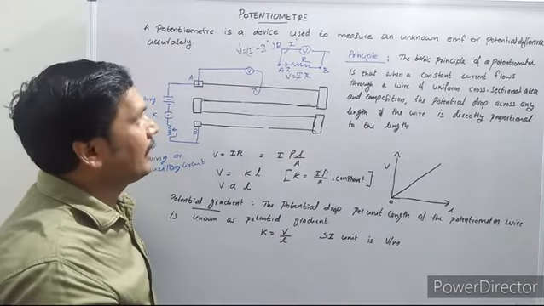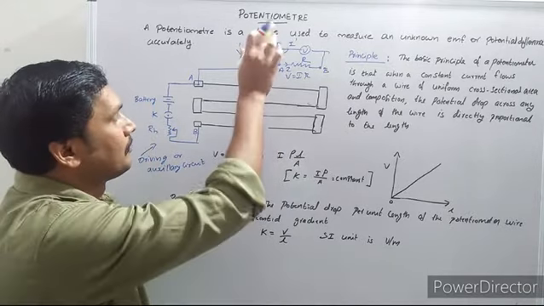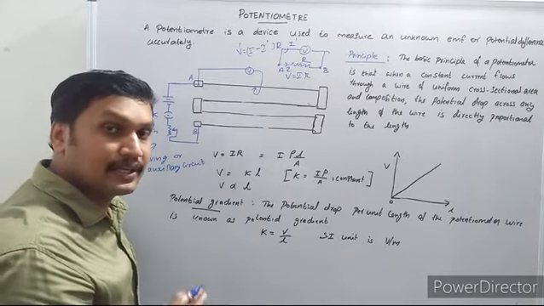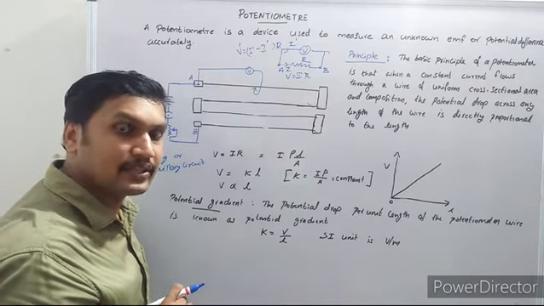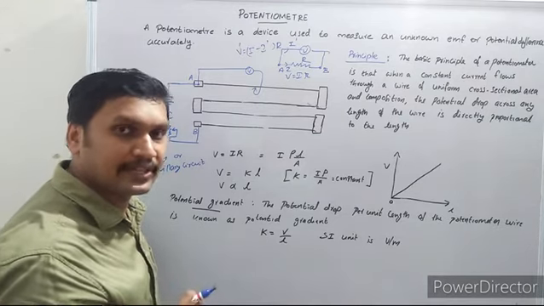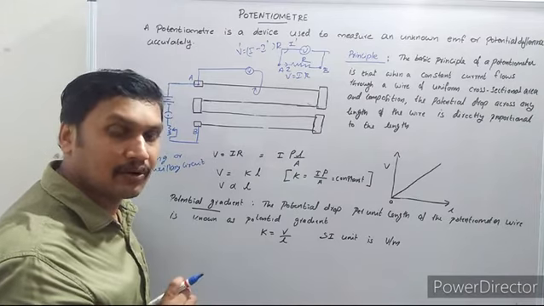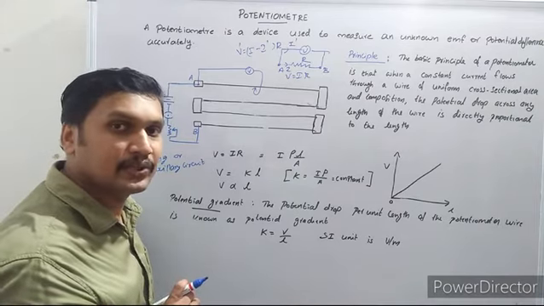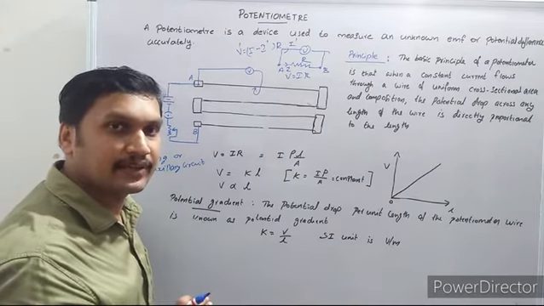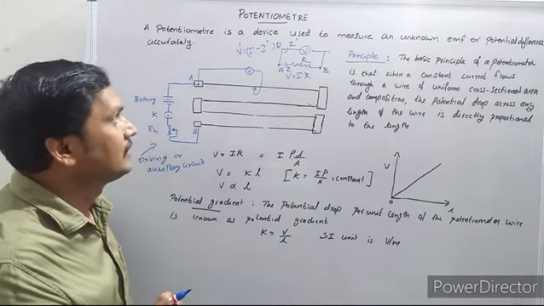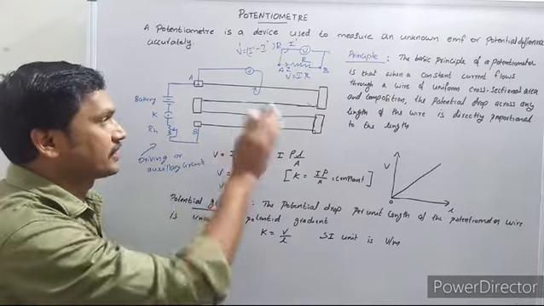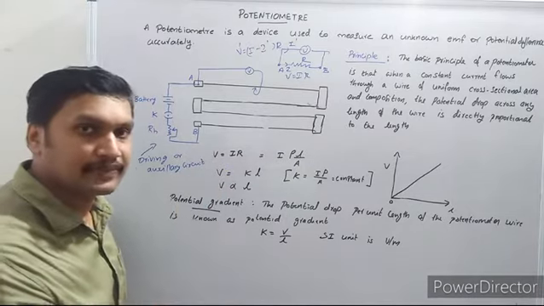So we have a device known as a potentiometer, which does not draw any current from the circuit. As it works on the null deflection method, it will not draw any current from the circuit where it is measuring the potential difference or the EMF. So let us see the construction of a potentiometer.